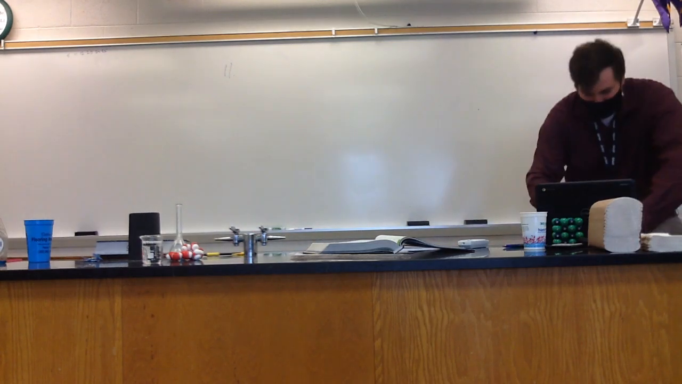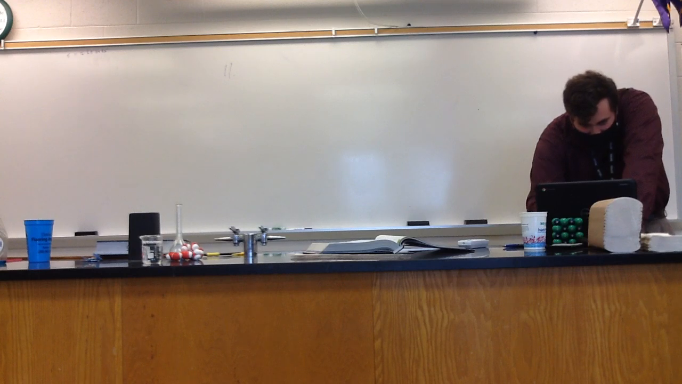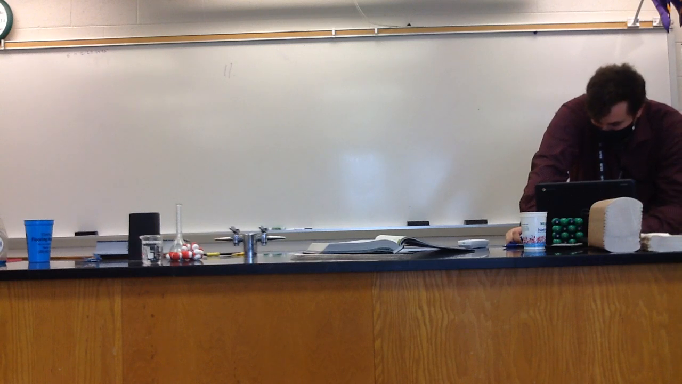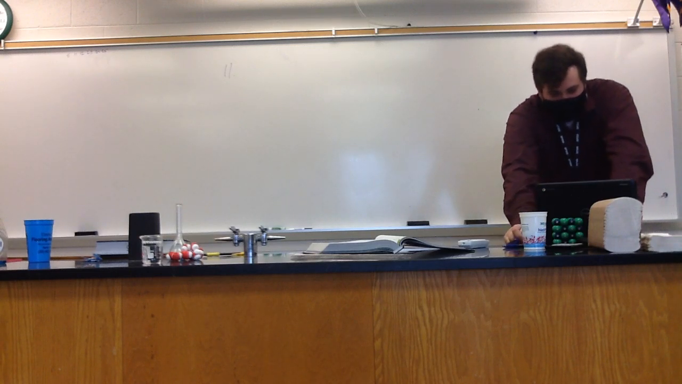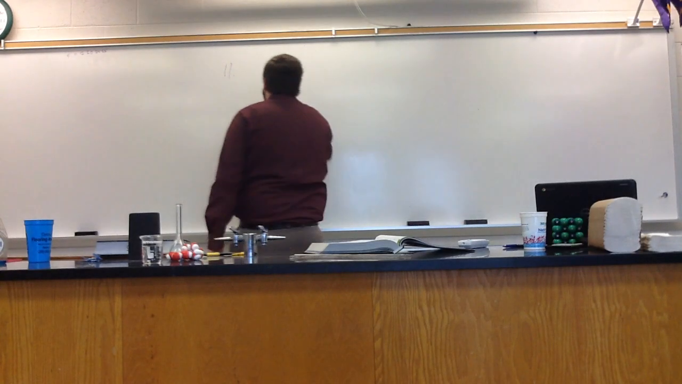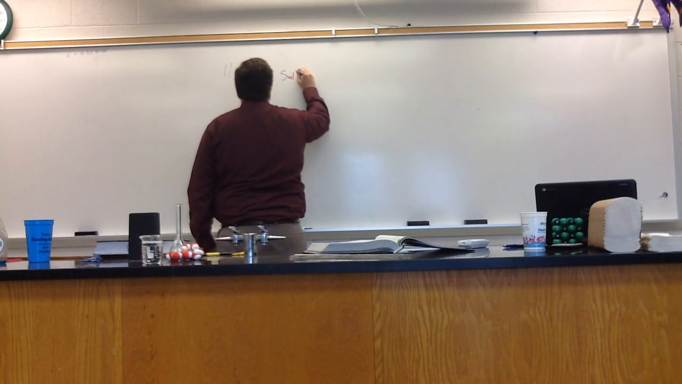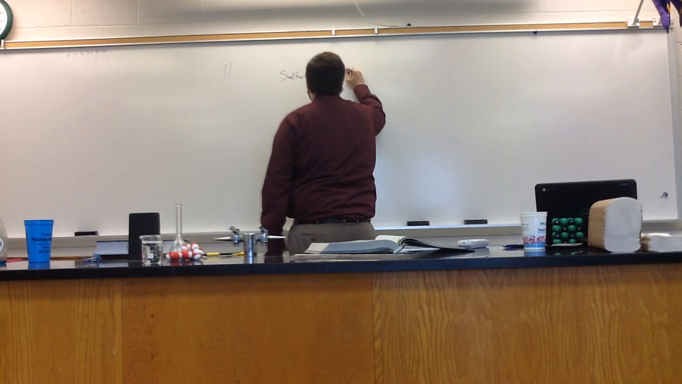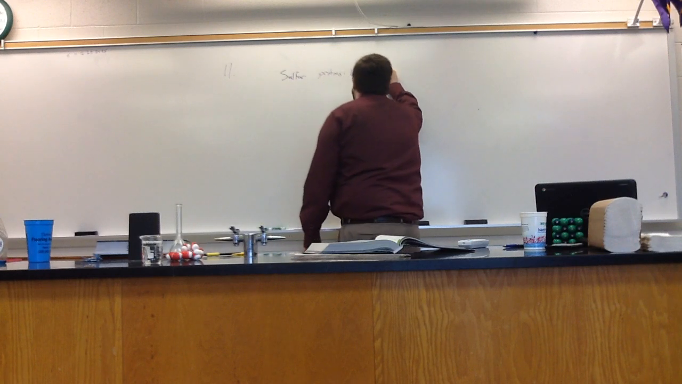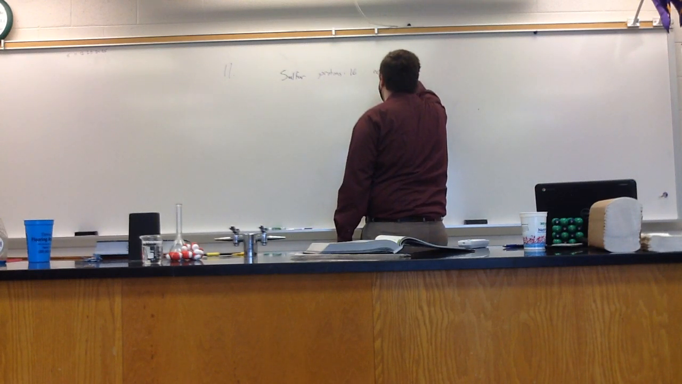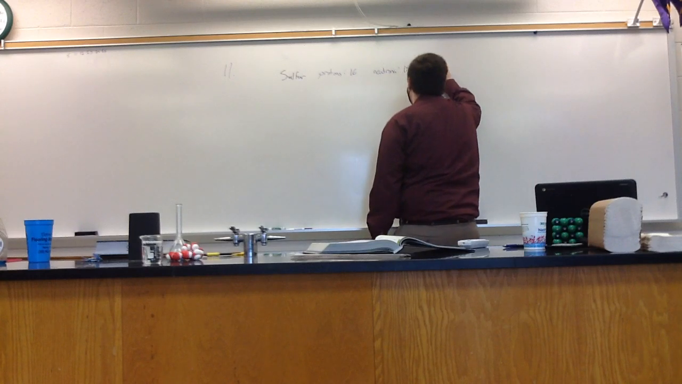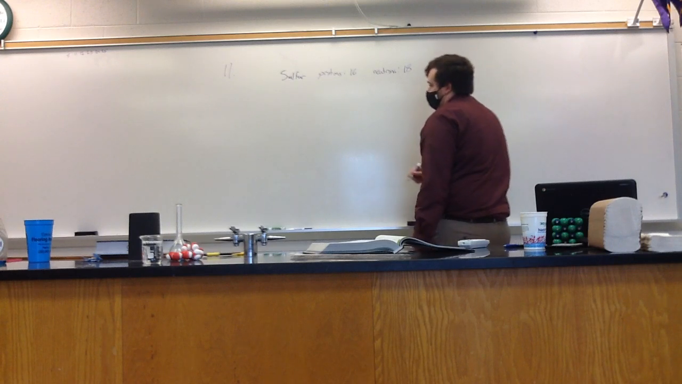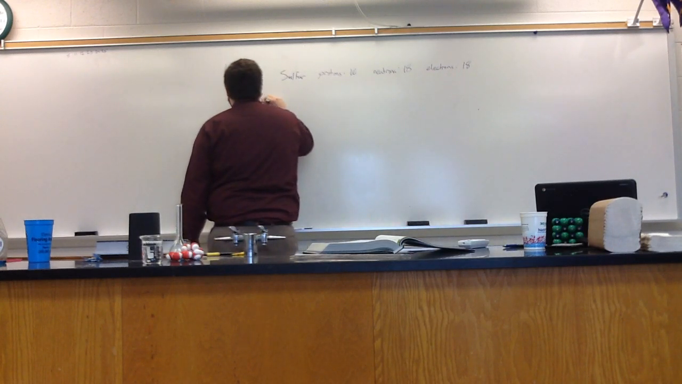Okay, number 11, we have an atom of sulfur that has 16 protons, 18 neutrons, and 18 electrons. And so we'll start with its atomic number. So let's look at that for a second here. We have an atom of sulfur with 16 protons, 18 neutrons, and 18 electrons.